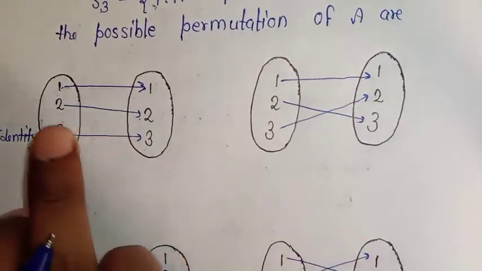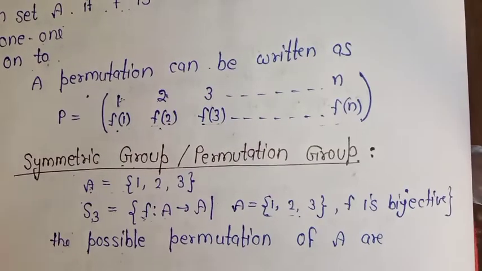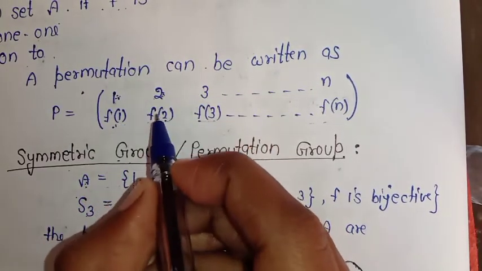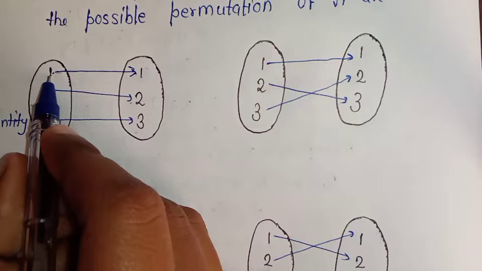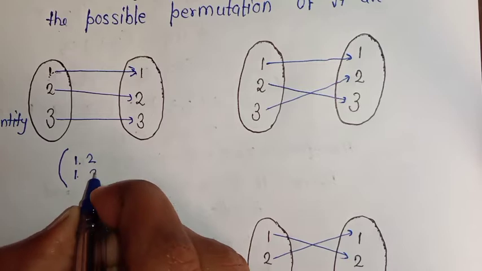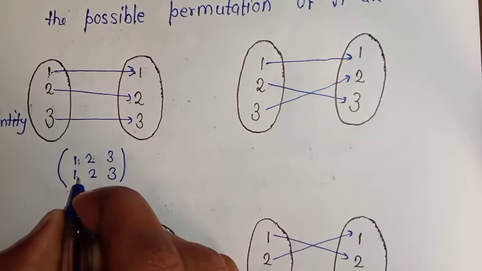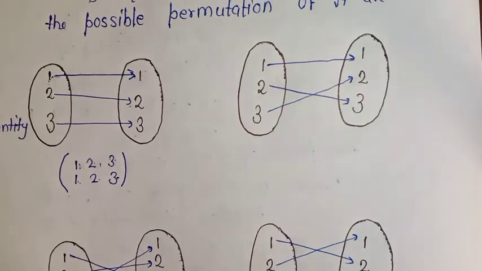So this is the first possibility, and if we write it in the two-row form, how can we write it? Firstly we write the element 1 and then the image of 1, then write 2 and the image of 2, then write 3 and the image of 3. If we write 1, the image of 1 is 1; then 2, the image of 2 is 2; then 3, the image of 3 is 3. So 1 is going to 1, 2 is going to 2, 3 is going to 3. In this way we can write the identity for this group.